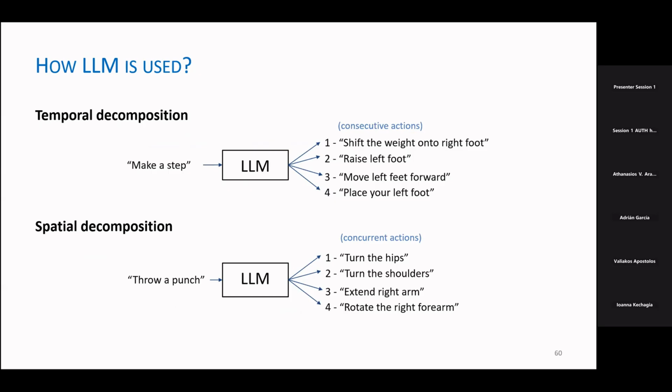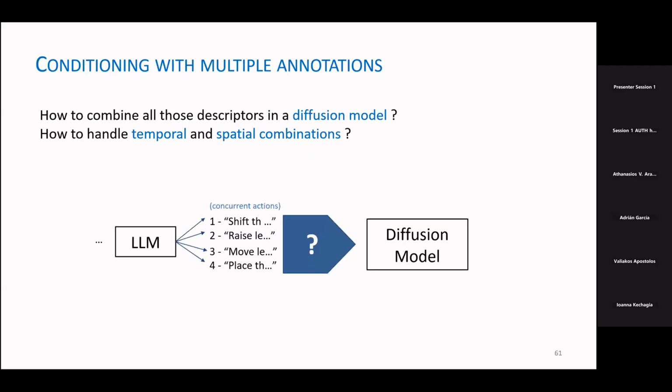So this is the first step. As I told you, this is the composition. For example, make a step can be decomposed into a set of simple actions, simple movements, both temporally but also spatially. So we have a double decomposition. One decomposition is along the temporal component, and the other one is in the spatial one. And then we have to generate a related animation for each of these simple actions, and then we have to compose them together.